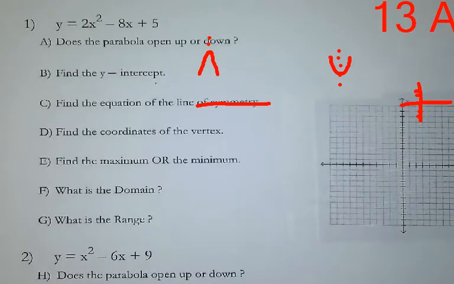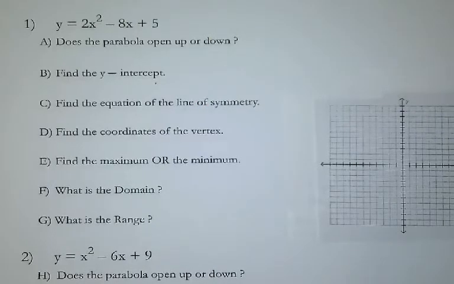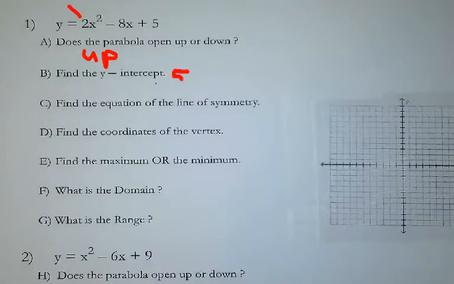Now then, what we want to be able to do is find out, does the parabola open up or down? Well, look, this number right here, the A number, tells us that it's positive, so that means the parabola opens up. And the Y-intercept, the number at the end, tells us that it crosses at 5. So if I was going to graph that, 1, 2, 3, 4, 5, see, I already know where it crosses the y-axis. So I did that.